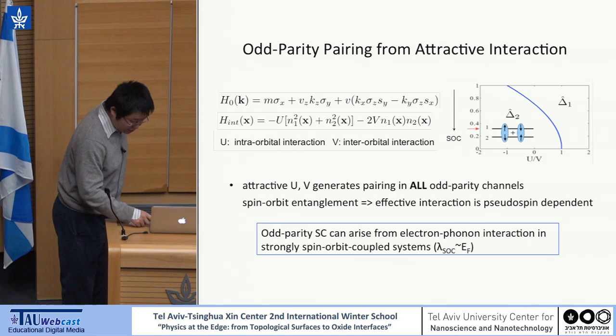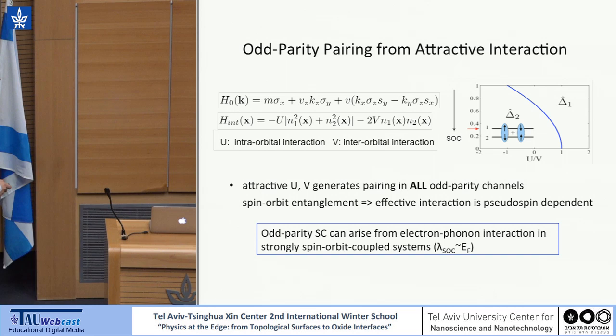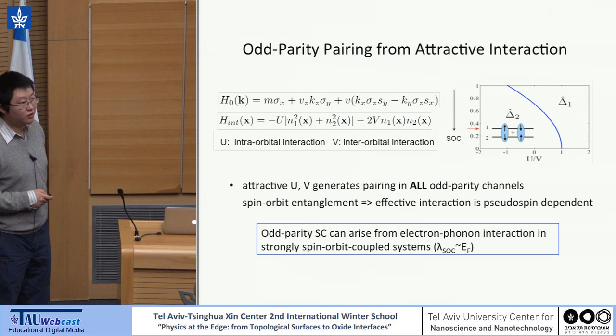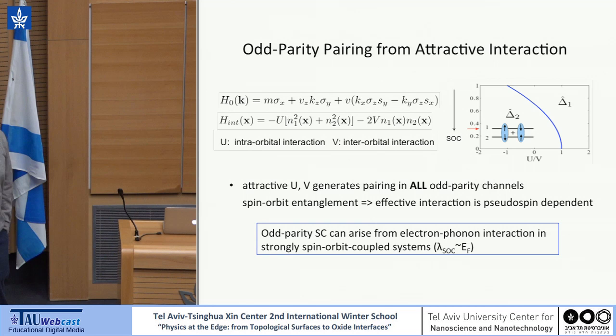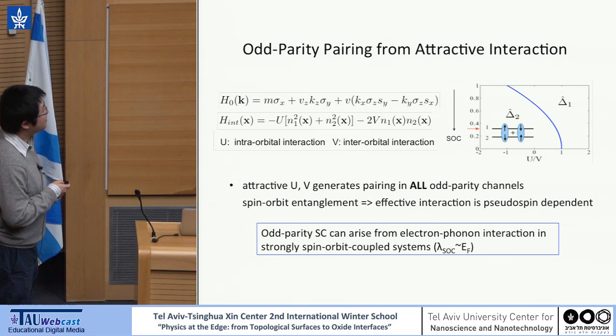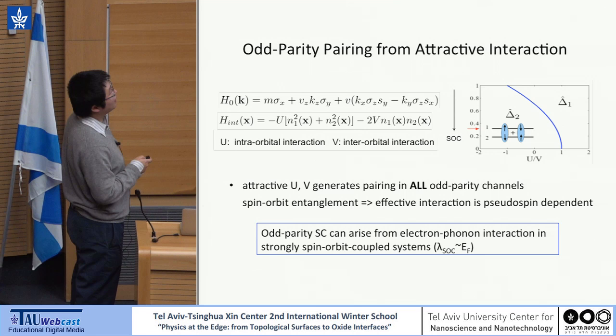We don't know much about the microscopic details of the pairing interaction. But bismuth selenide is not a strongly correlated material at all. It's a semiconductor, and there are numerous studies by photoemission and by transport, and we know these properties pretty well. And so we think that the pairing interaction most likely comes from electron-phonon interaction, and electron-phonon interaction is short-range in real space. So we take this phenomenological model.